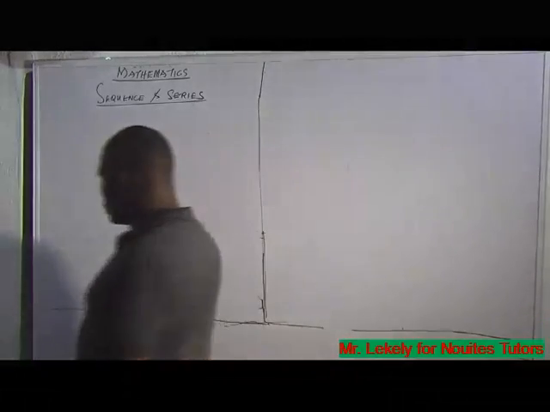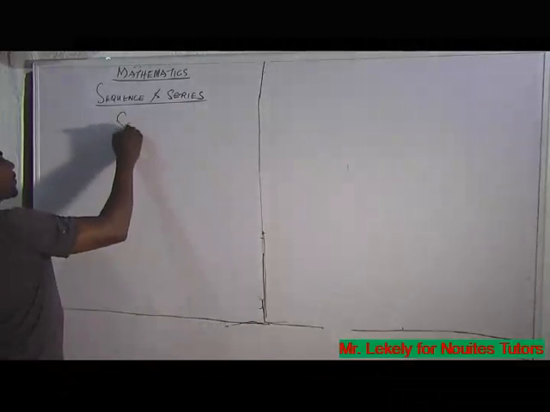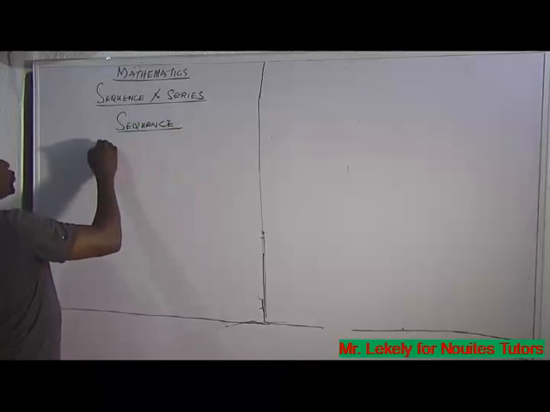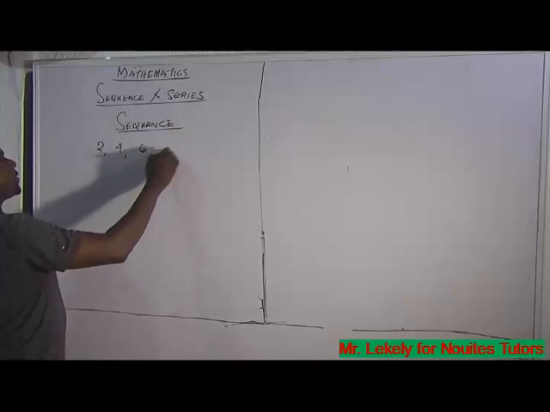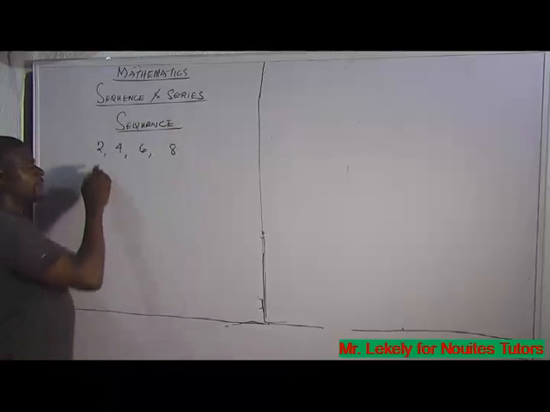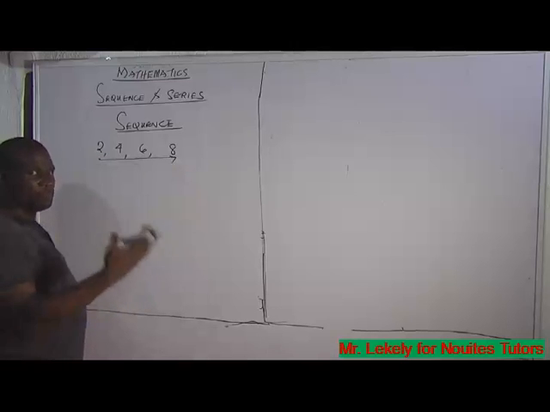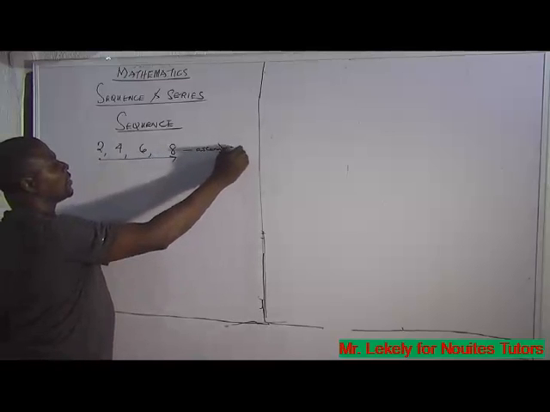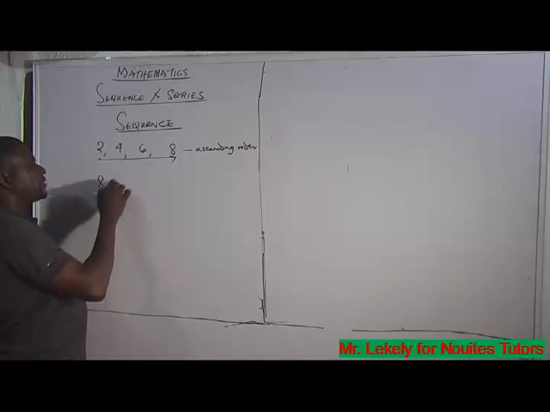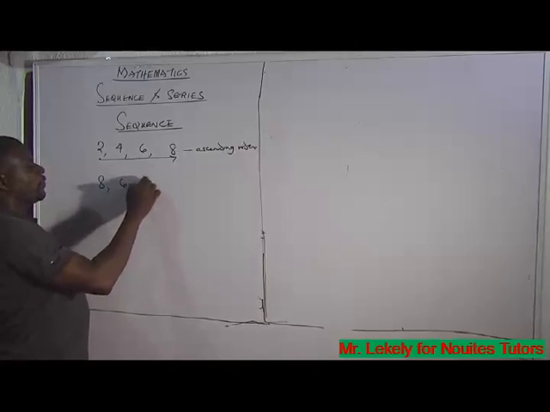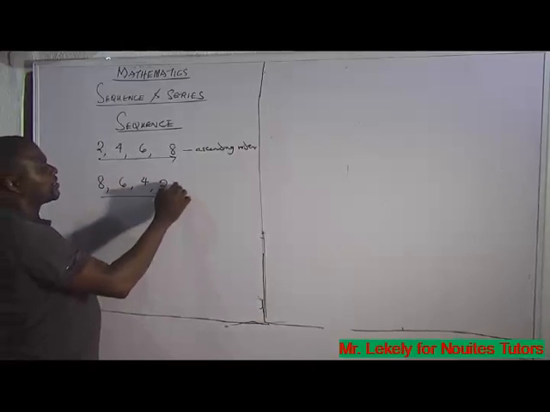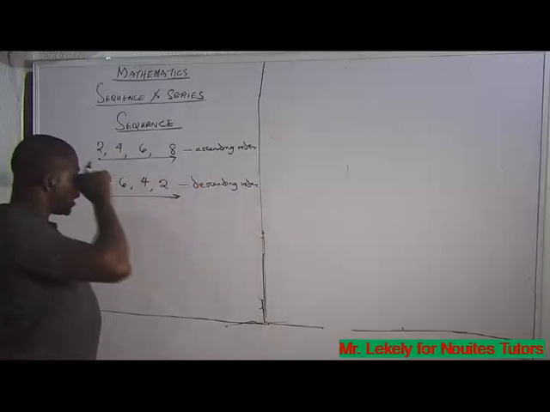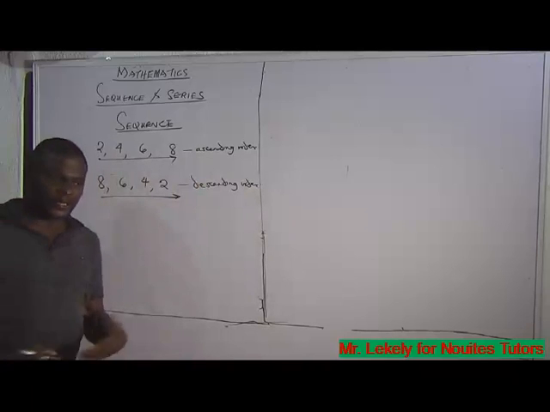Okay, now we are going to start first with sequence. Now if you have 2, 4, 6, 8, you can see that I'm picking from the smallest to a bigger number. So this one is in ascending order. But if I have from 8 to 6 to 4 to 2, this is descending order. Are you with me? So that's sequence, arrangement of numbers.